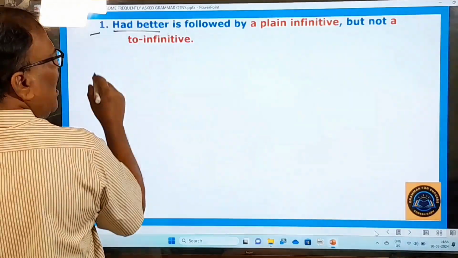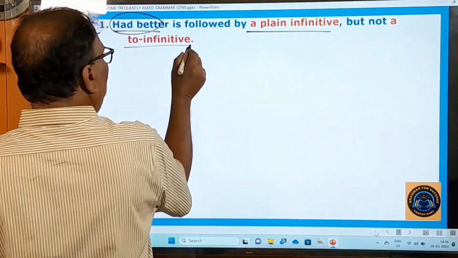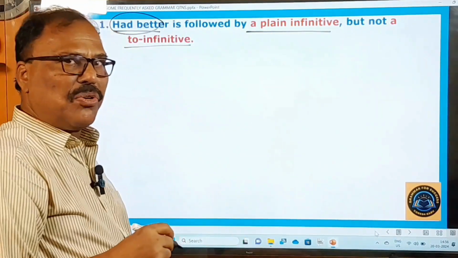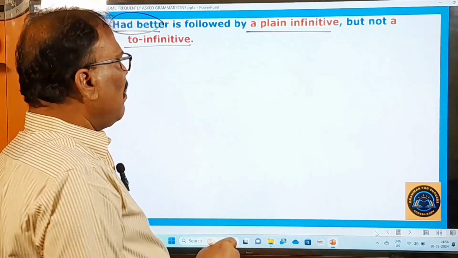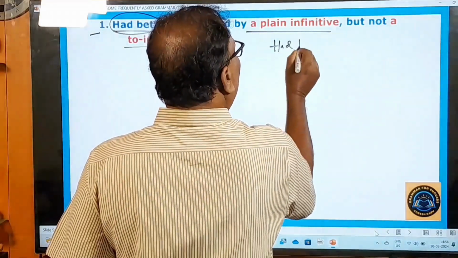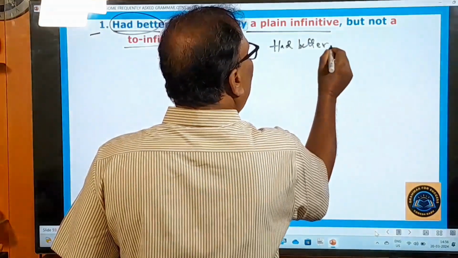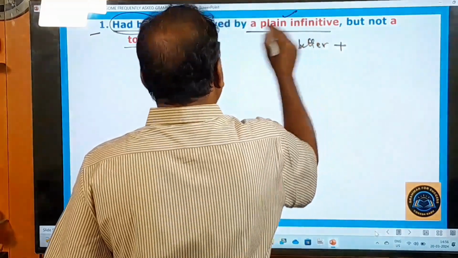Had better is there. Had better is followed by a plain infinitive but not a to infinitive. Please remember, this is going to be a very important grammatical aspect in your competitive examination. After this had better, we must use only plain infinitive, but not to infinitive.